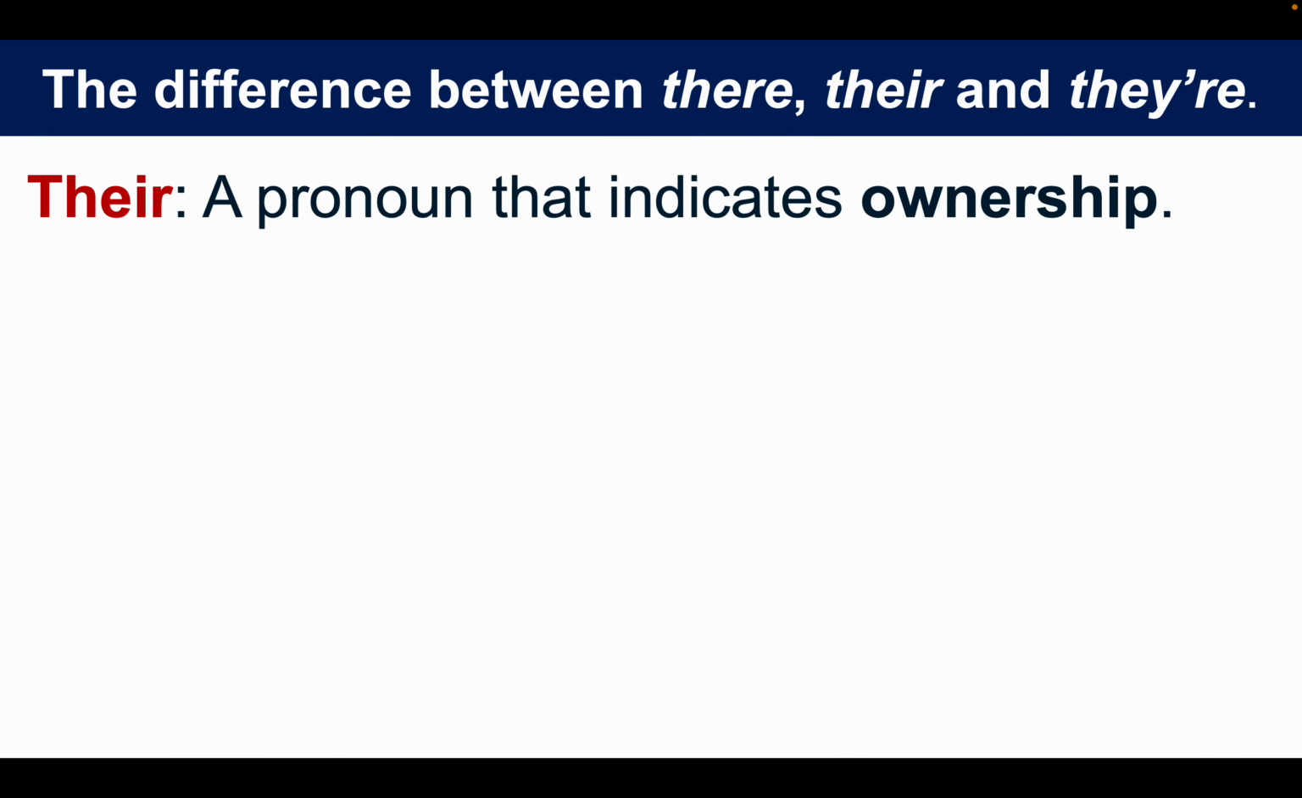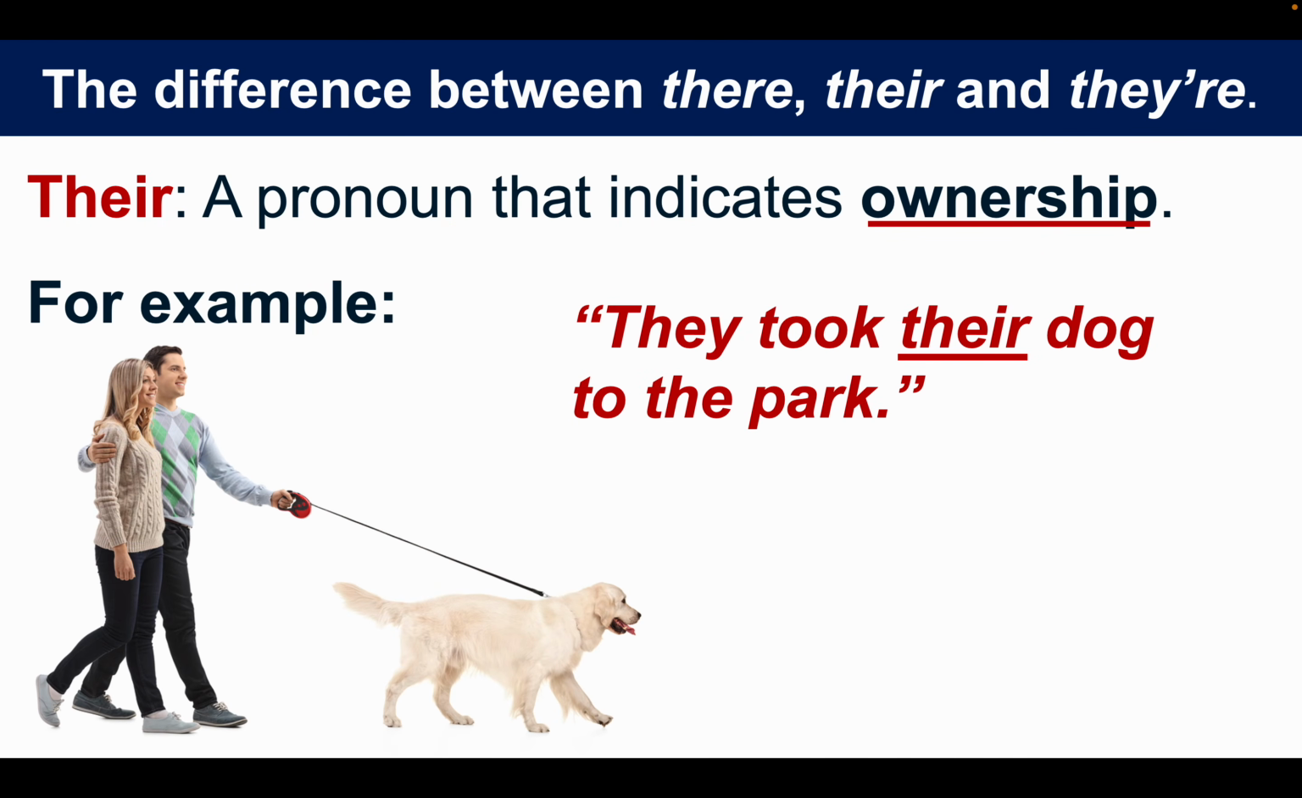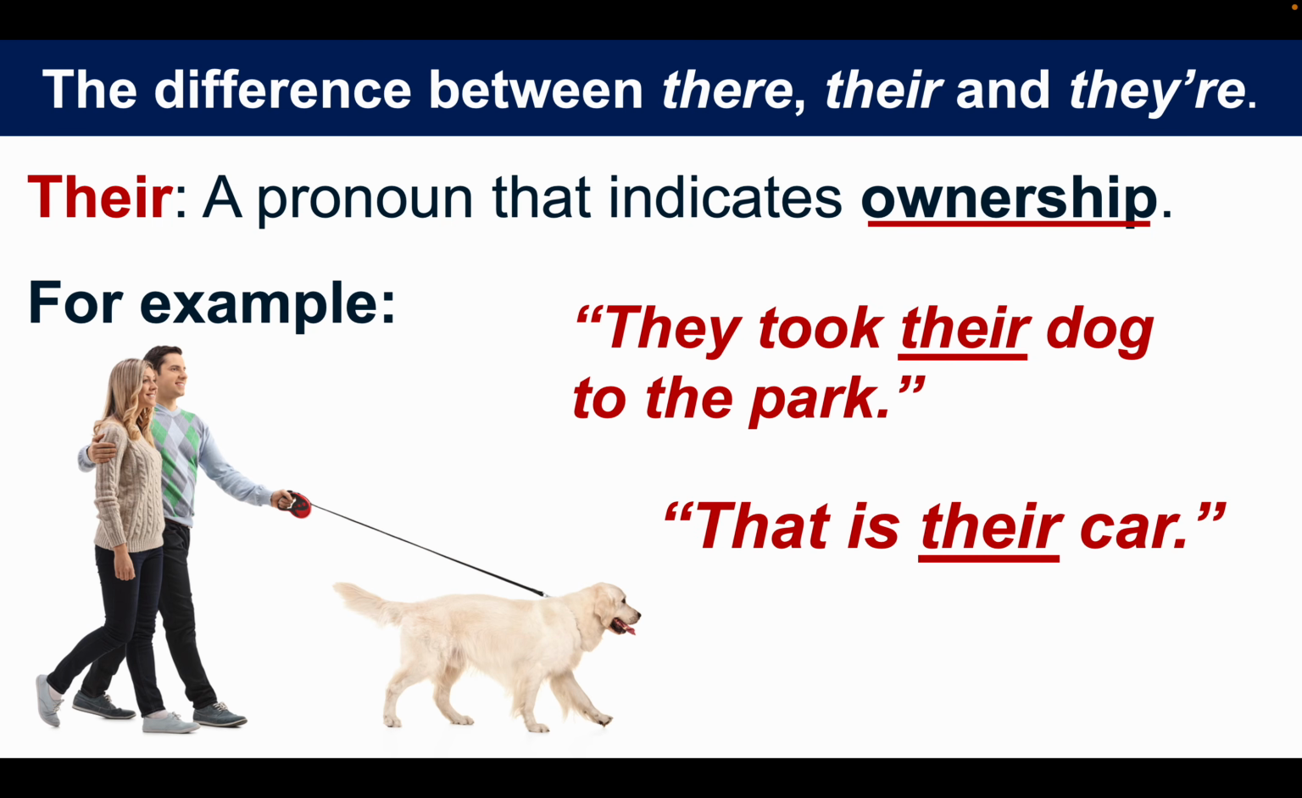T-H-E-I-R. Again, please make sure you take notes. So T-H-E-I-R there is a pronoun that indicates ownership. For example, a sentence might be, they took their dog to the park. The dog belongs to them, so therefore the sentence reads, they took their dog to the park, T-H-E-I-R. Another example is, that is their car. The car belongs to them. So there, T-H-E-I-R is a pronoun that indicates ownership.